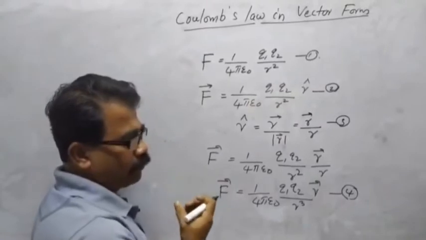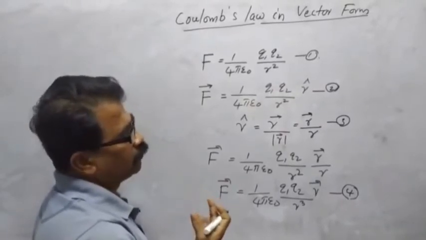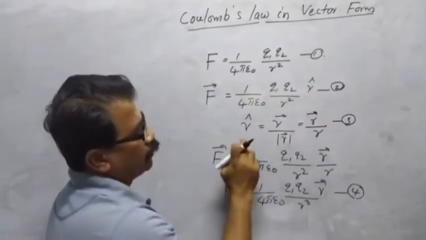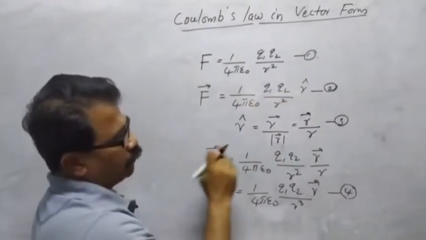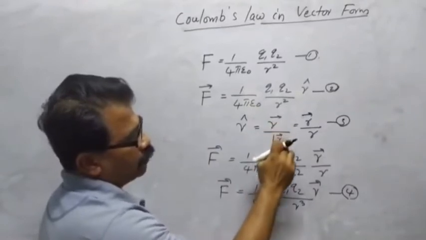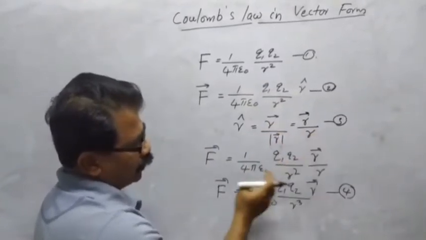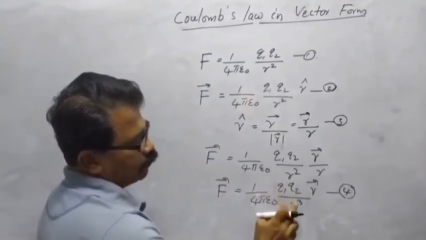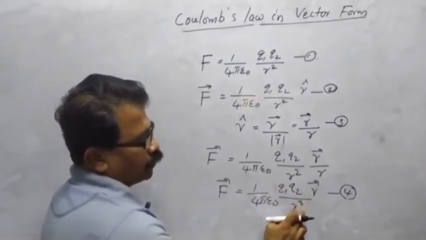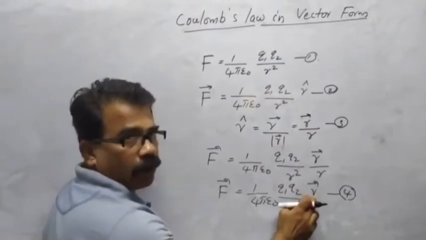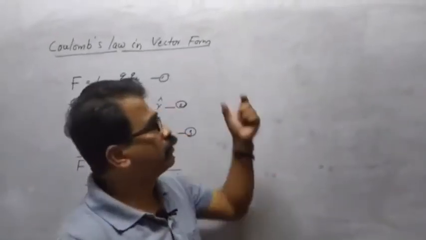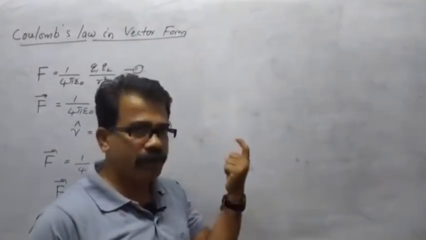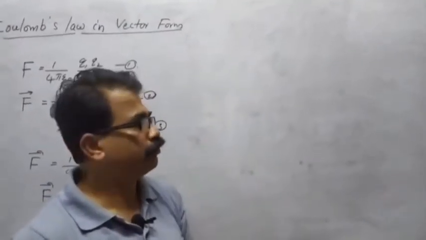Suppose a question is asked: write Coulomb's law in vector form. You have to write F equals 1 by 4 pi epsilon 0 q1 q2 by r square cap r, where cap r is the unit vector, and cap r equals vector r by modulus of the vector. Then you substitute this to get F equals 1 by 4 pi epsilon 0 q1 q2 by r cube into vector r. So, Coulomb's law in vector form can also be represented in another form.